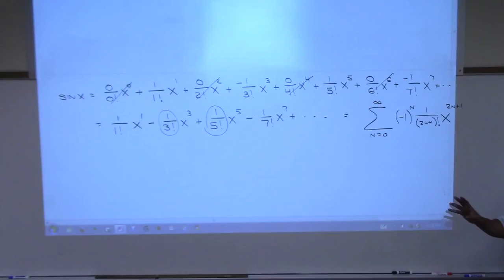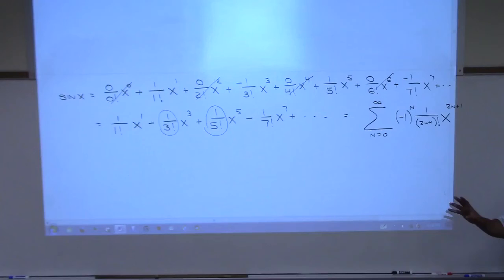Negative 1 to the, well, where are we starting? 0? Negative 1 to the n should start us out positive. Because if I let n be 0, negative 1 to the 0 is 1. Then n is 1. That would give me a negative. So that should alternate the way I want, right? Positive, negative, positive, negative.